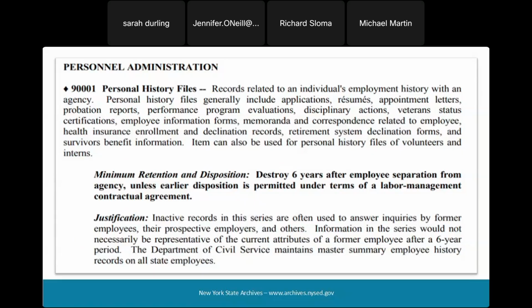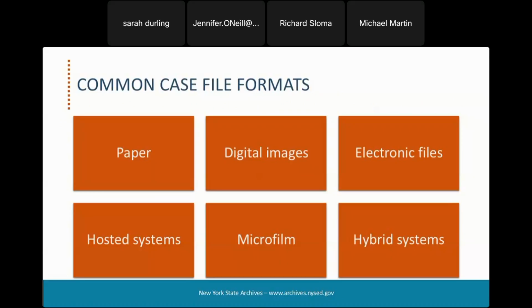So on this slide, you can see a description of a personnel file from the state agency general schedule. Most of the records described have a retention of 6 years after the person leaves the organization. However, there are any disciplinary actions. Sometimes those may be kept separate or separated within the file for early disposal. That's just one example. So at this point, I am going to hand it over to Jennifer.